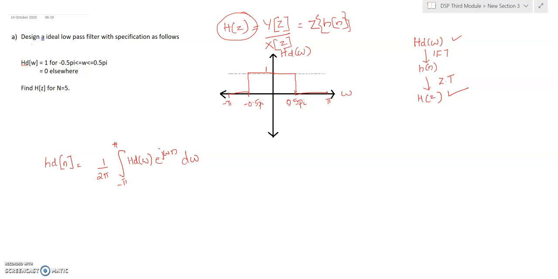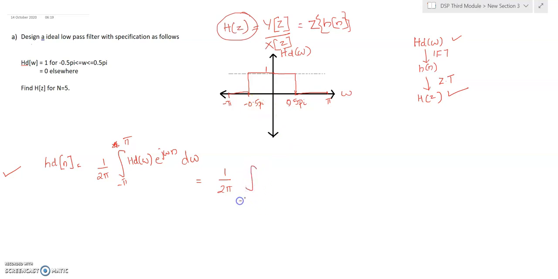The next step is conversion of H_d of omega into h_d of n coefficients, and for that we use the inverse Fourier series equation. We have h_d of n equal to 1 by 2 pi, integral from minus pi to pi, H_d of omega e raised to j omega n d omega. Moving on, to solve it further we have to consider the span given here. We have the span from minus pi to pi, which is why we drew this graph to analyze it. In this span of minus pi to pi, only this portion is valid with a value of 1, that is minus 0.5 pi to plus 0.5 pi.